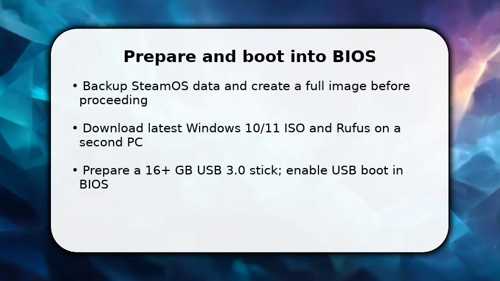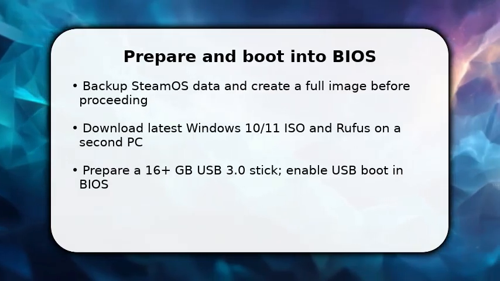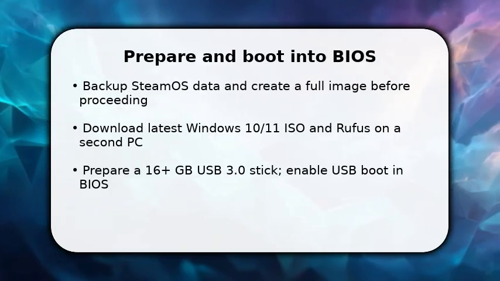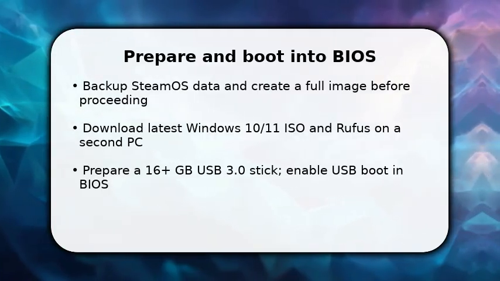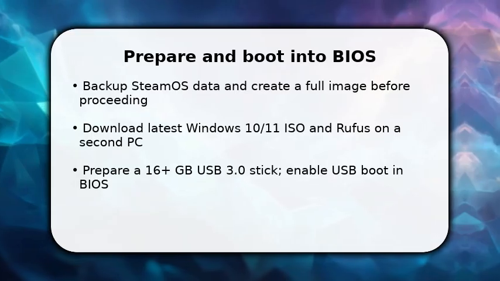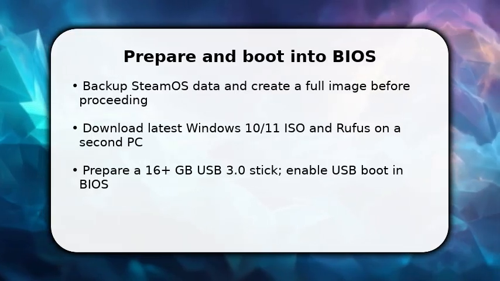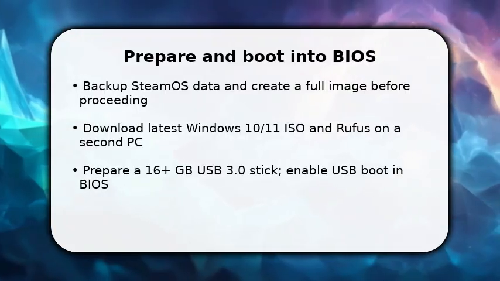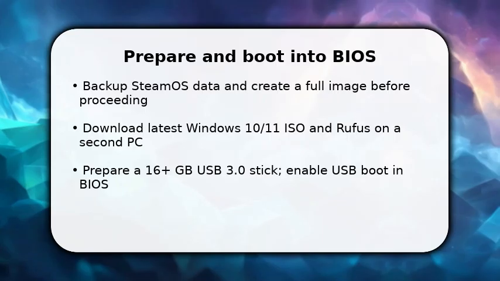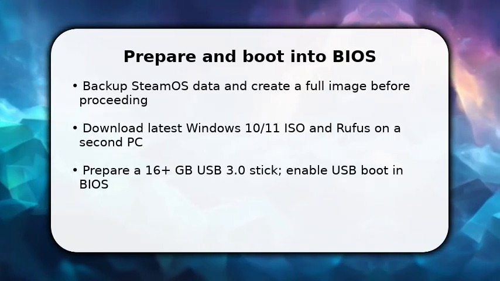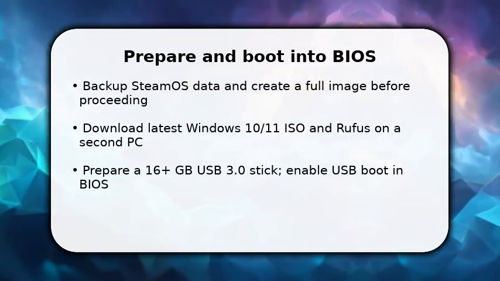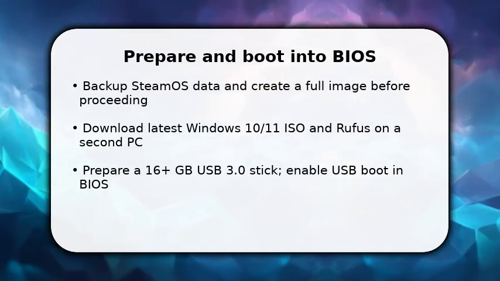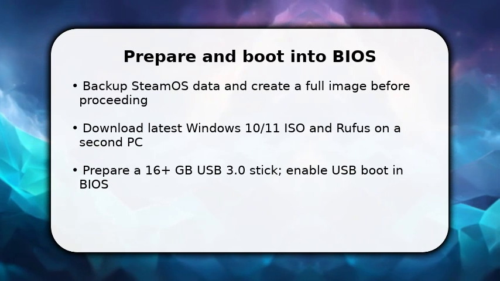You start by protecting your Steam Deck. Image the internal drive so you can restore Steam OS if needed. Once done, on another PC download the correct Windows ISO and make a bootable USB with Rufus using GPT for UEFI. Make sure the USB is 16 GB or larger and formatted for UEFI boot. Power off the deck, hold volume down and press power to enter BIOS, then set USB boot priority. This gets you into the installer quickly and safely.